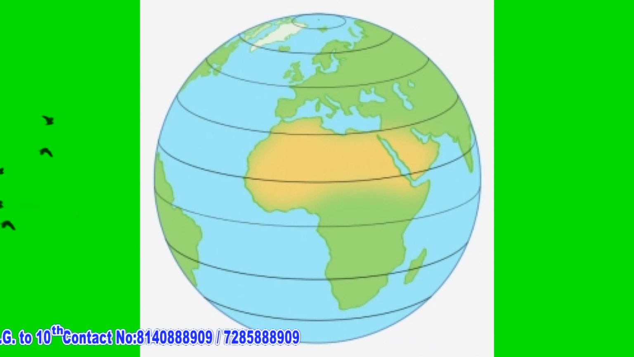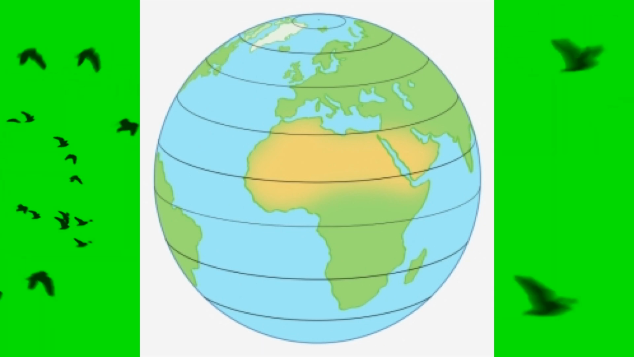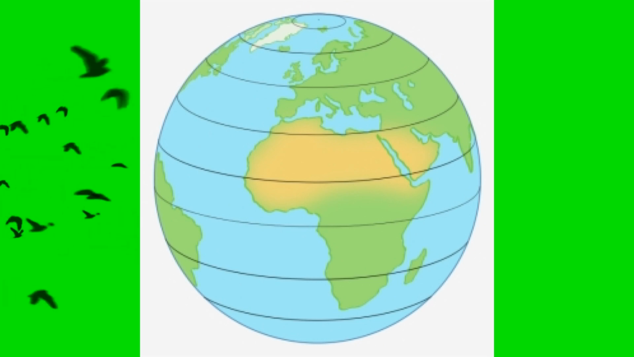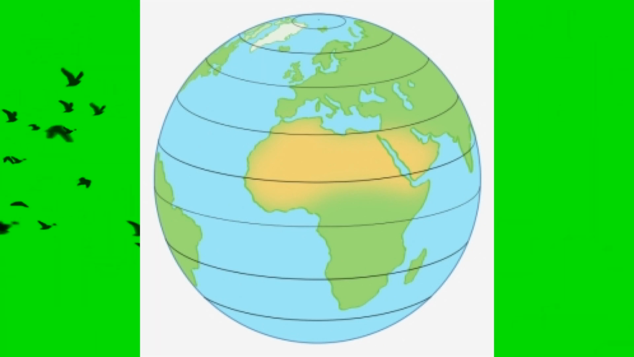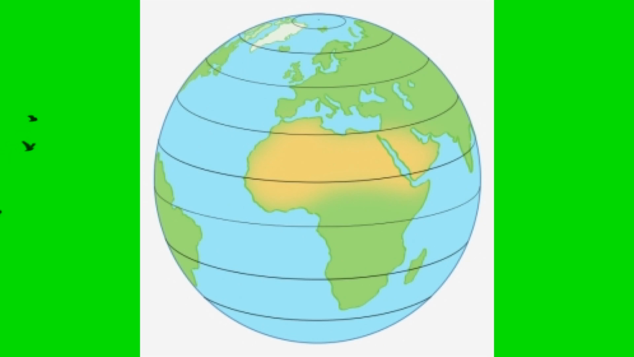Now the length of these lines keeps on decreasing as we move away from the equator towards the poles. That means कि इक्वेटर से जैसे जैसे पोल्स की तरफ जाएंगे वैसे वैसे lines of latitude की length कम होती जाएगी and that is because of the shape of the earth. So from all the latitudes, earth का shape round होने की वजह से इक्वेटर की size सबसे बड़ी है.